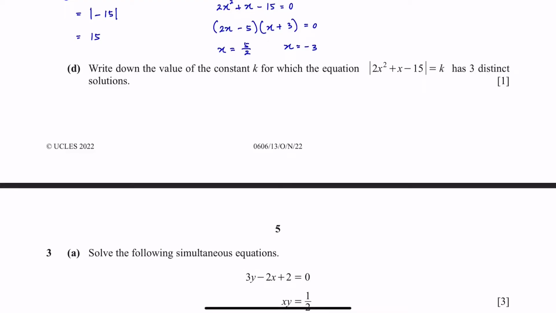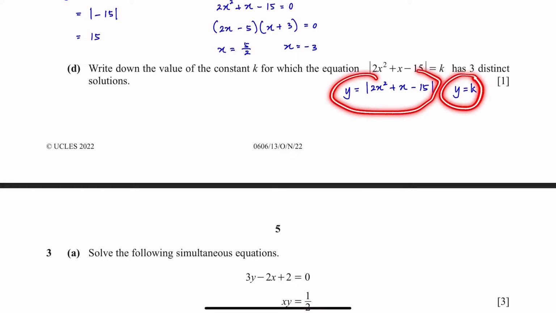Part D, we need to write down the value of the constant k for which the equation has 3 distinct solutions. So we have this equation, and another equation of y equals k. So this means that these two equations intersect with each other, and 3 distinct solutions means that they intersect at 3 different points, 3 intersection points.